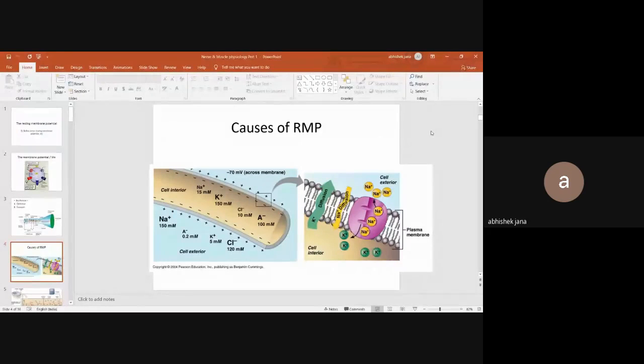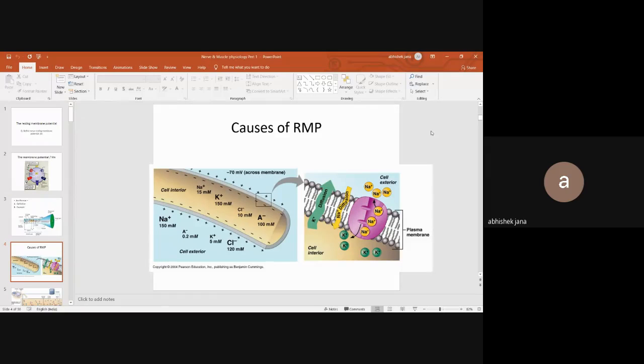Now, how has it happened? What are the mechanisms we need to see in these cases? Take a look at this part. Sodium outside is more, inside is less. Outside 150 to 155 millimole per liter, inside 10 to 15 millimole per liter. Potassium, you see, inside is more, 150 millimole per liter, outside is 5 to 6 millimole per liter. Chlorine, outside is more, 120 millimole per liter, and inside is 10 millimole per liter.